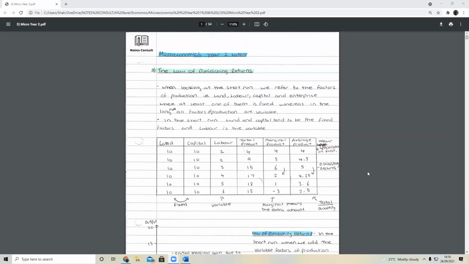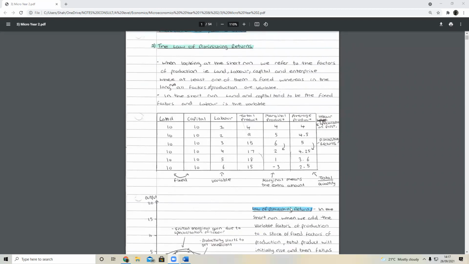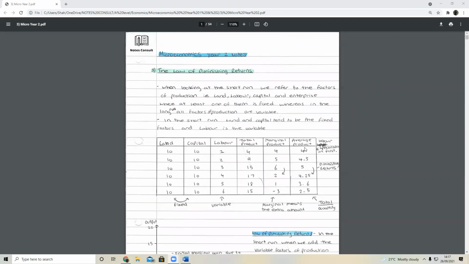It's not very common that they ask a specific question on this. It's more likely to come up as a multiple choice or something. You just have to know this table pretty well, like how to work out the marginal product, what the definition of law of diminishing returns is. Maybe they might ask you to work out the average product, and to work out the average of anything, you just do the total over the quantity. So for example, the average product of the first worker is 4 divided by 1. Average product of the second worker is 9 divided by 2, then 15 divided by 3, and so on.